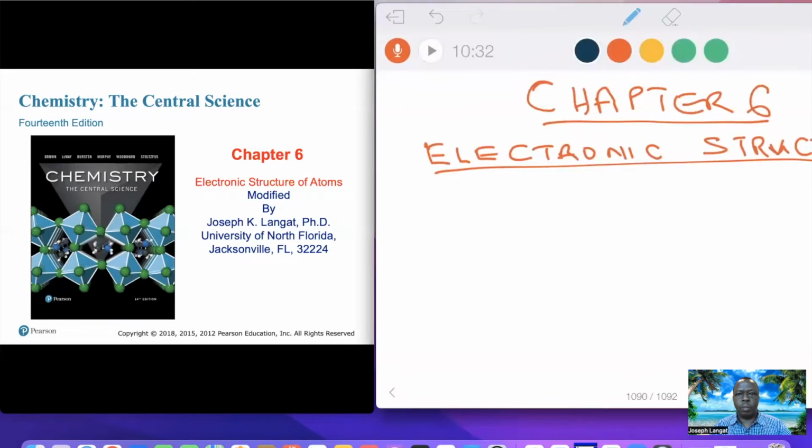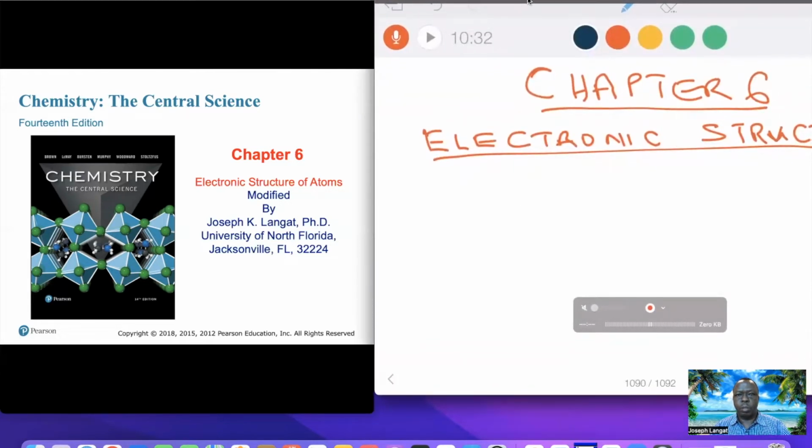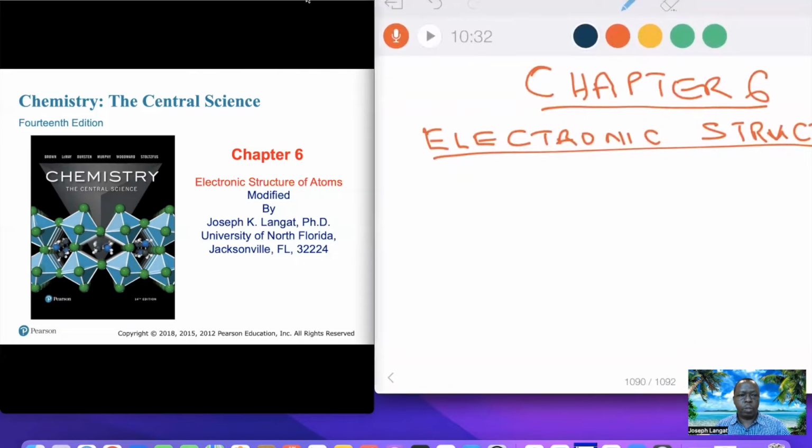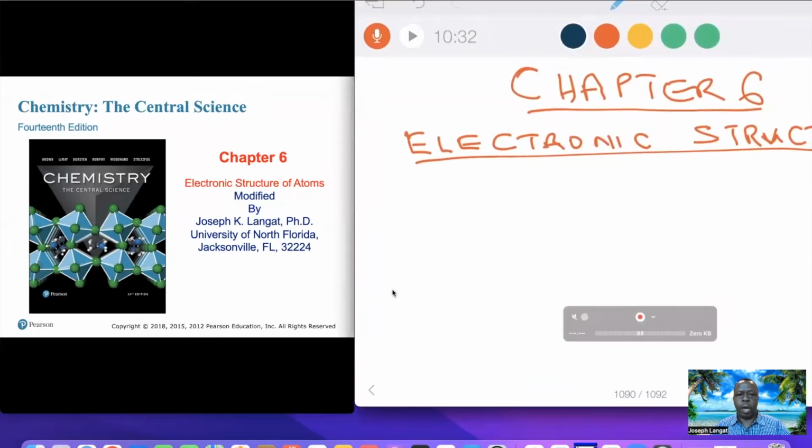Chapter 6 is on electronic structure of atoms. In chapter 2, or previously, we looked at the models of the atoms, and chapter 6 is all about the electronic structure. Electronic structure is basically how electrons are arranged in an atom.